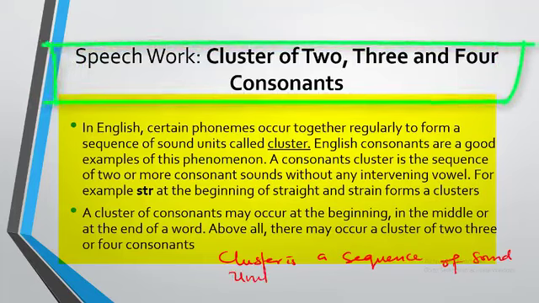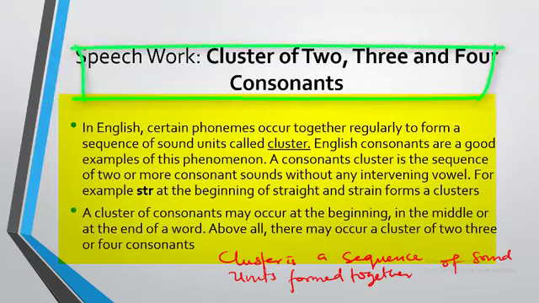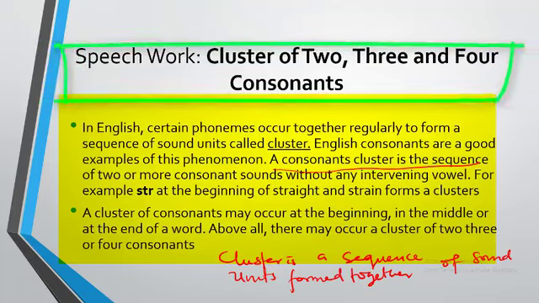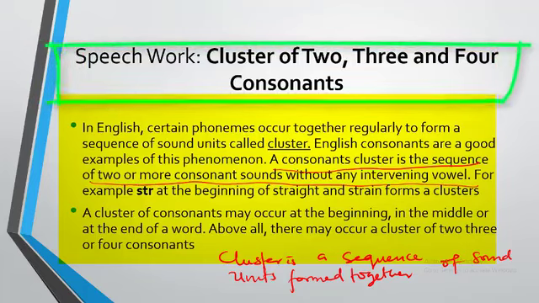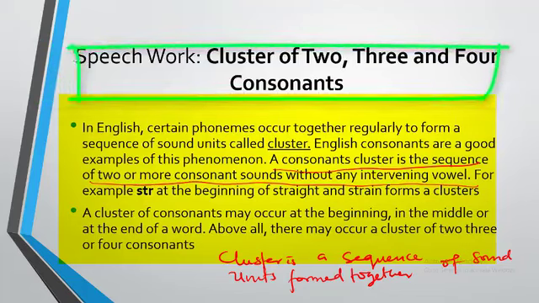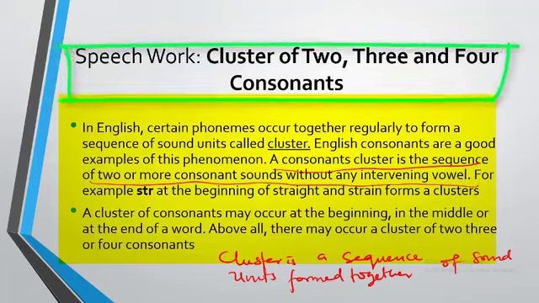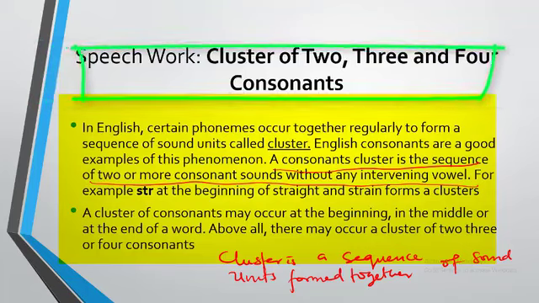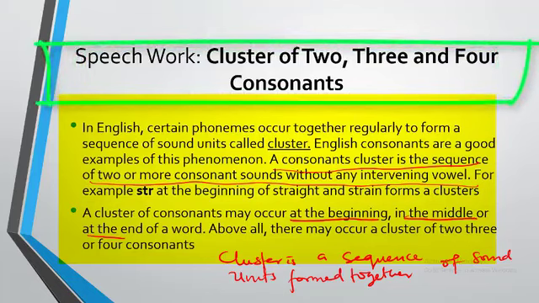Alright, so let's follow closely what a consonant cluster is. We said a consonant cluster is the sequence of two or more consonant sounds without an intervening vowel. That's what the consonant cluster is: we can have clusters of consonants without an intervening vowel sound. Now it could occur at the beginning. Please take note of this, it's very important: at the beginning, in the middle, or at the end of a word.